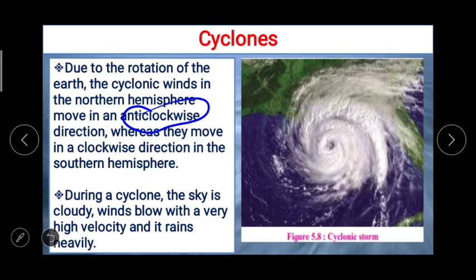During a cyclone, the sky is cloudy, winds blow with a very high velocity, and it rains heavily. Here you can see again cyclonic storm, this figure given in our textbook, figure 5.8.